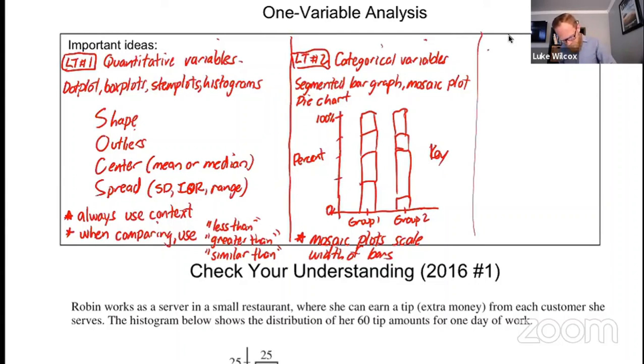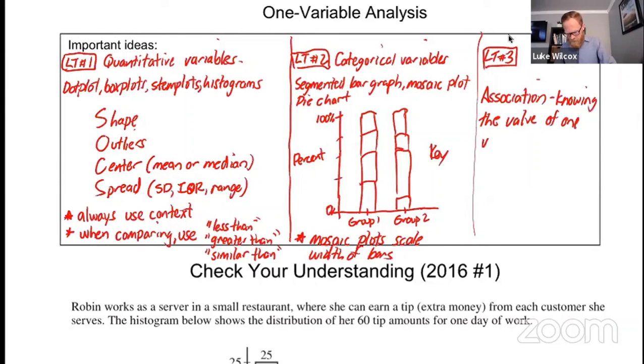And let's get to our last learning target number 3, which very specifically was about the idea of association between 2 categorical variables. And let's just go with the definition on this one. Association means knowing the value of one variable helps us predict the value of the other variable.